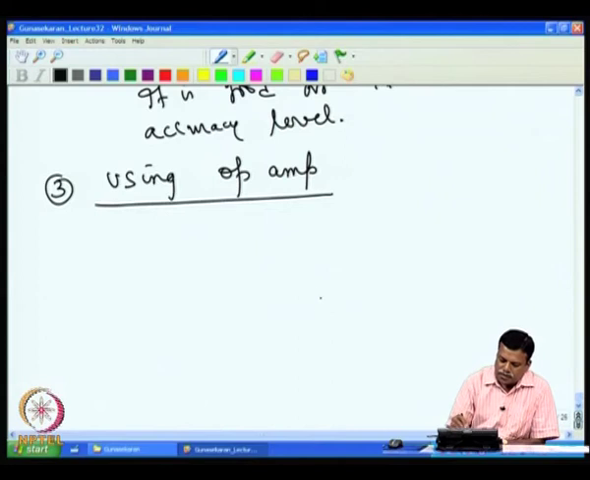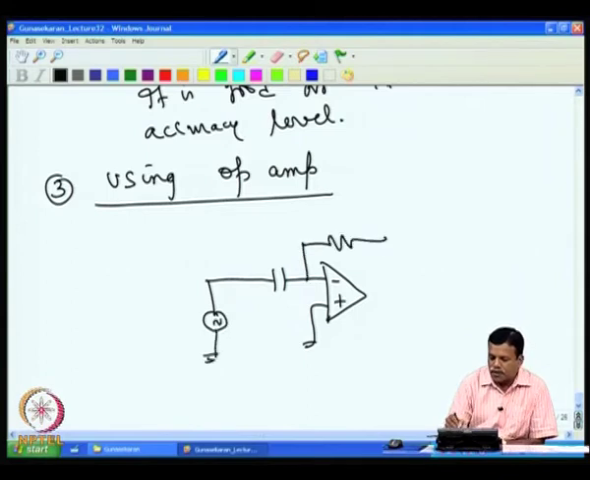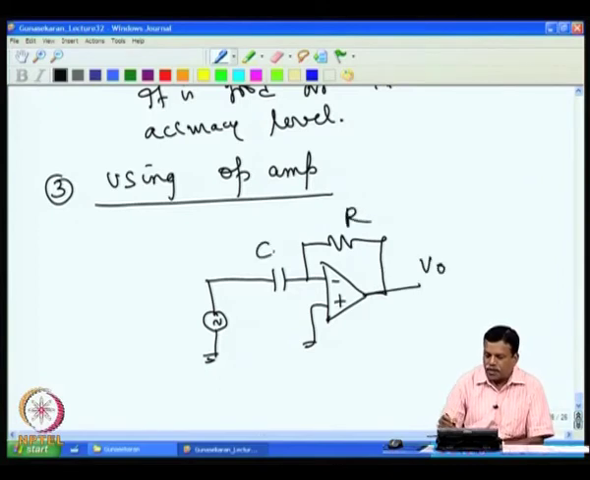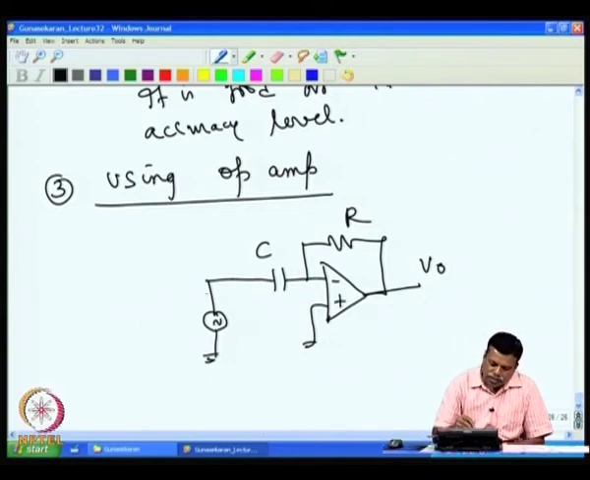Now, if I want to measure the capacitance using an operational amplifier, one possible solution would be to have a ground, then a capacitance here, then a sine wave source connected here, then the output, the feedback resistance R and C, and the output voltage V naught. The AC source drives this capacitor, and the current flows through it, then through this R and returns to the ground. So, that develops a voltage V naught. The current I into R gives you the output voltage.